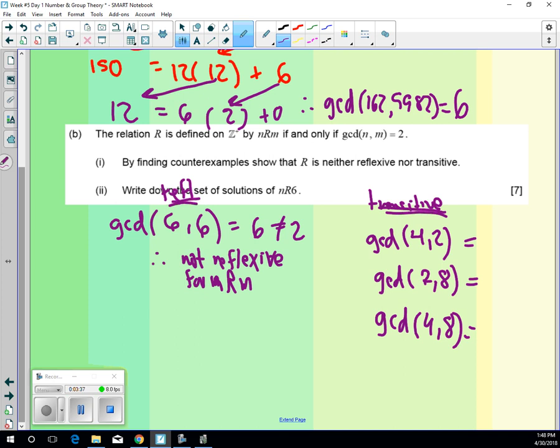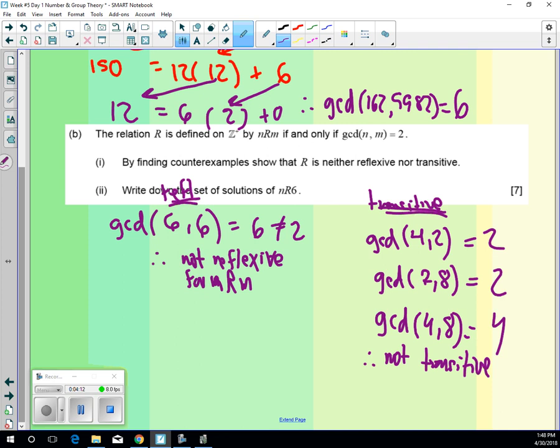So what's this GCD? 2. What's this one? 2. So is it always going to be 2? Well, this one's going to be what? 4. If a is related to b and b is related to c, is a related to c? No. Therefore, not transitive. So is it true for anything then? If we can find a counterexample, then we can say that this is not true. It's not reflexive nor transitive.